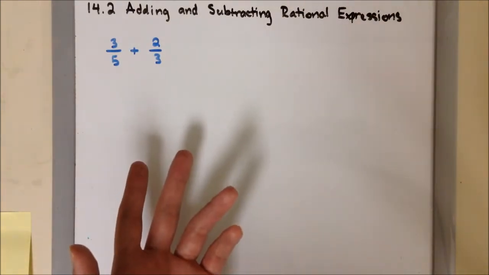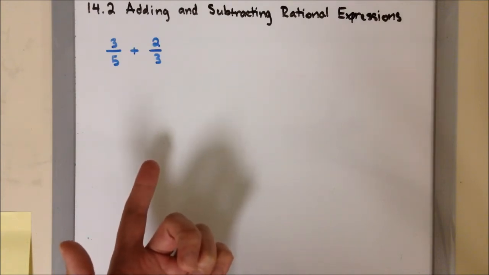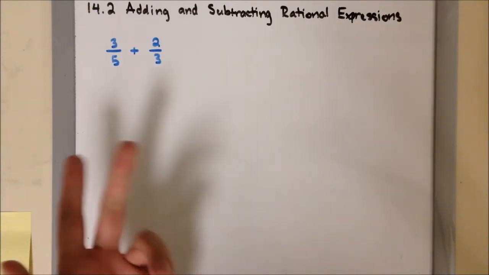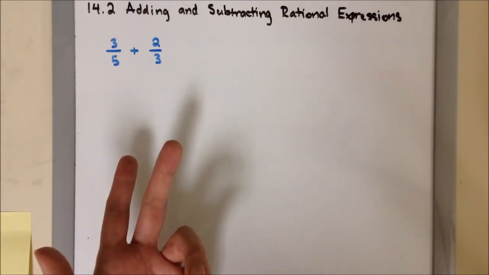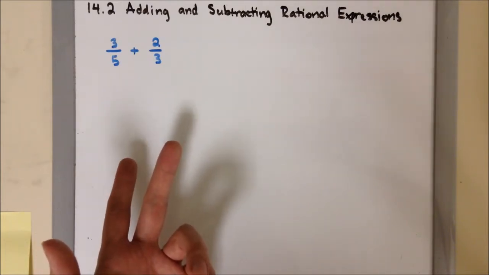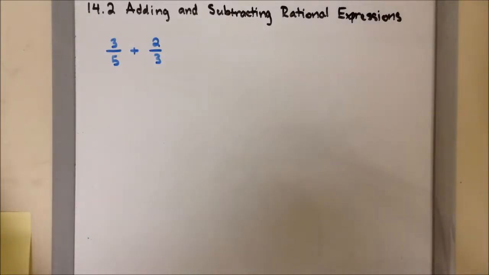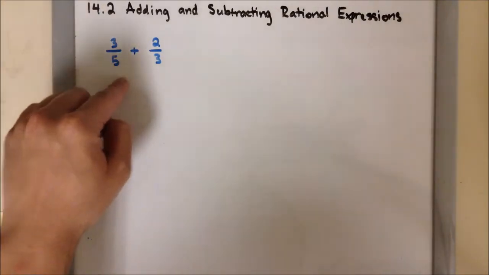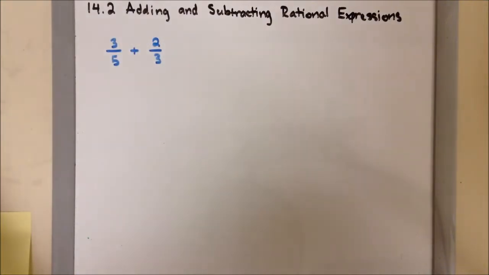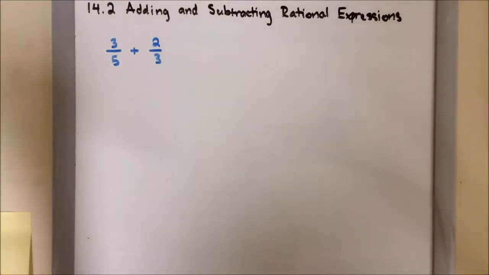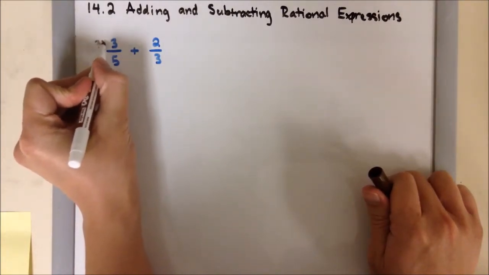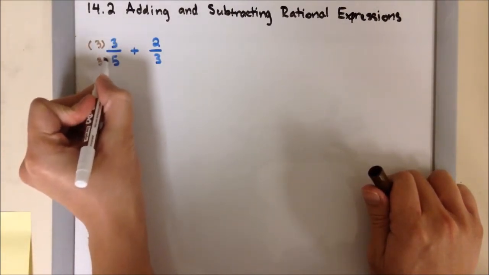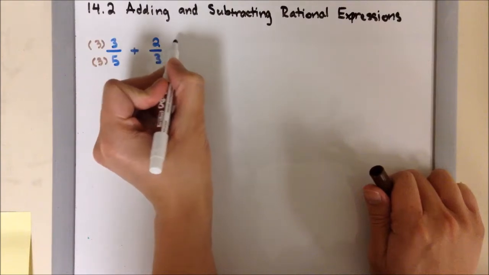So here we have 3/5 plus 2/3. In order to add fractions, and the same thing can be said for subtracting them, we need to have the same denominator. So the common denominator between 5 and 3 will be 15. On the first fraction, I would multiply the top and bottom by 3. And on the second fraction, I would multiply top and bottom by 5.